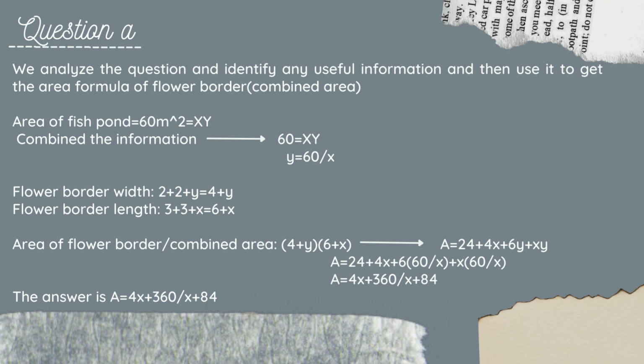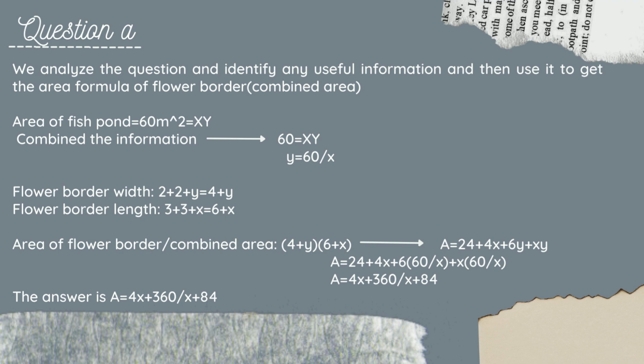Same for the length. It has 3 on the other sides and 3 on the other sides, and the length of the fish pond. In order to get the full length of the flower border, you must add all of them, and then you should get 6 plus x. In order to get the equation of the area of the flower border, you must multiply 4 plus y with 6 plus x. If we multiply it properly, we should get 4x plus 360 over x plus 84.